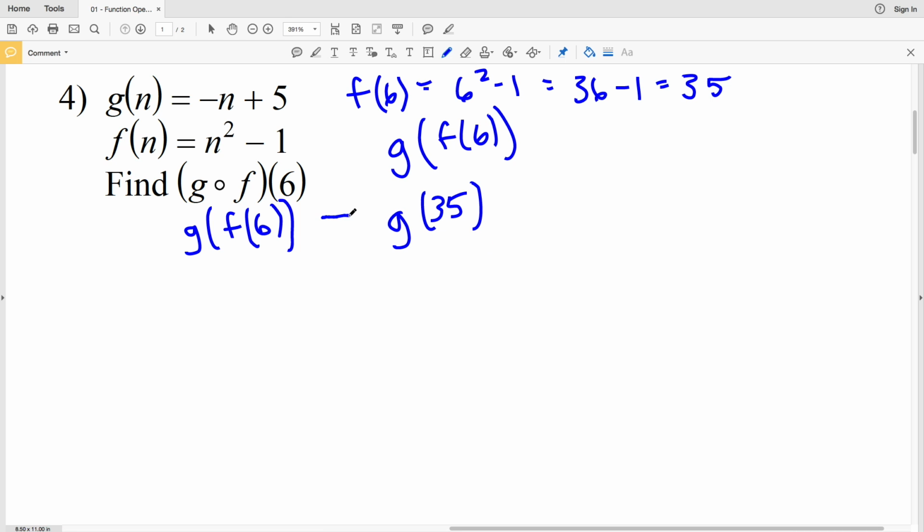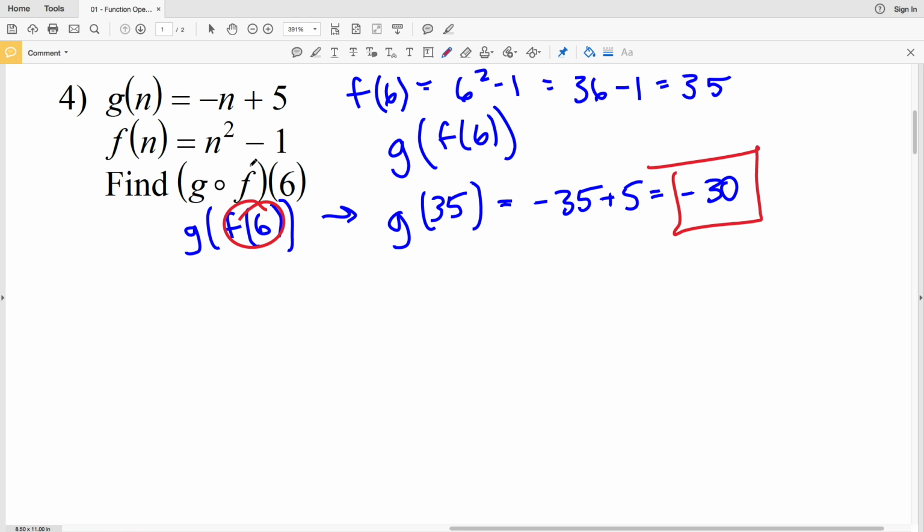5. And g of 35 is equal to, plugging 35 in for n, negative 35 plus 5. And that's going to be a negative 30. So negative 30 is our solution in number 4. G of f of 6, we evaluate f of 6, and then plug that value in for the n in our function g of n.